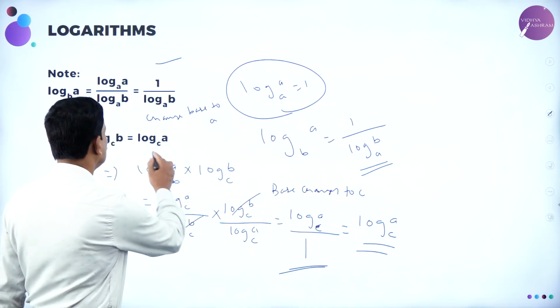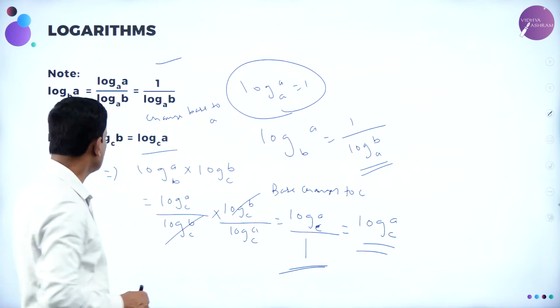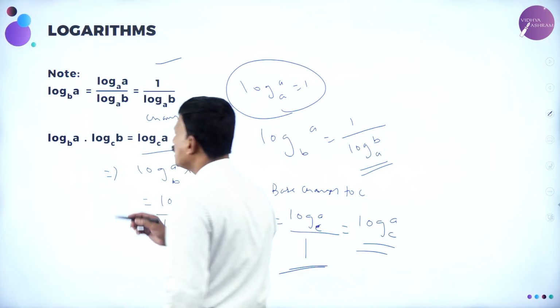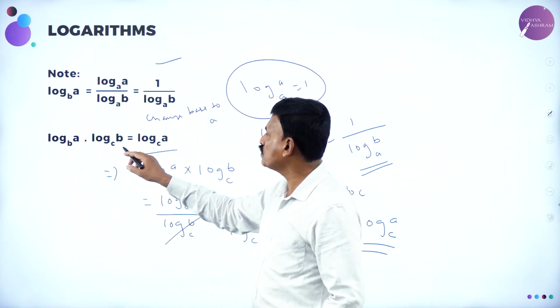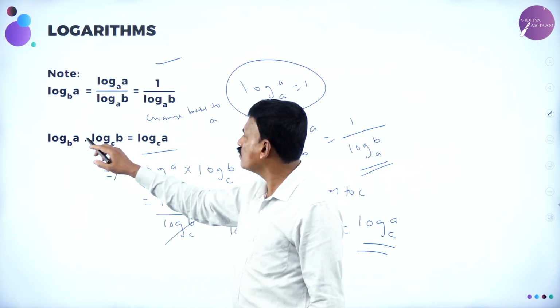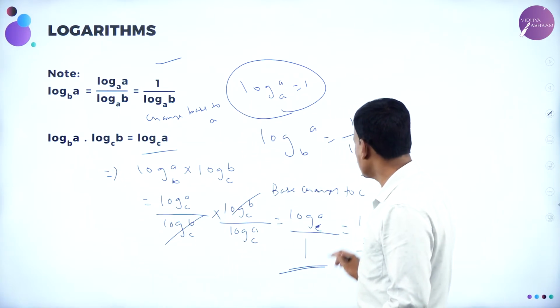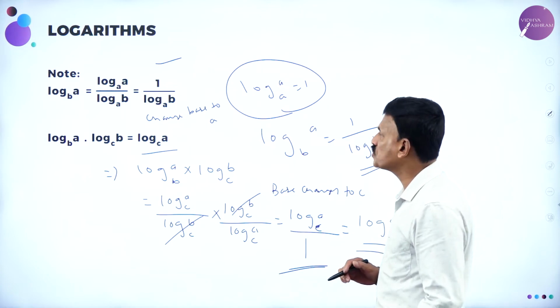Logarithm of a to base c. So logarithm of a to base b into logarithm of b to base c is also equal to logarithm of a to base c. This b and b get cancelled. Now this is the note based on this base change rule.